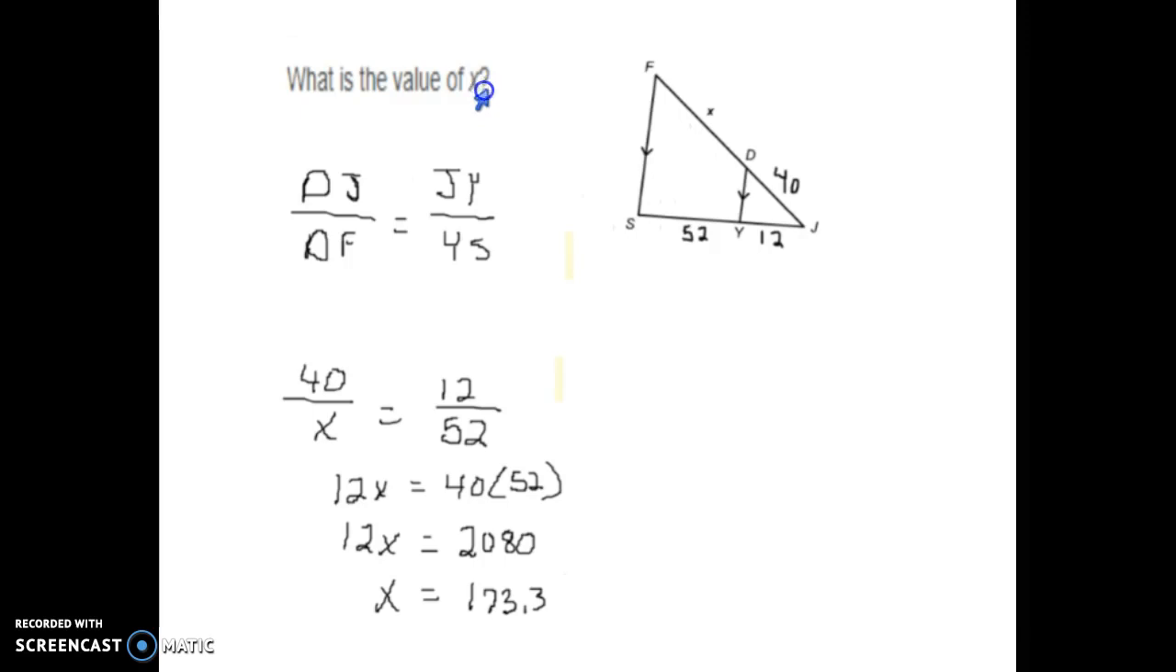This one wants to know the value of x. Here we have these two parallel, so we can use that side splitting theorem that says DJ over DF is equal to JY over YS. Plug in our values. 40 over x is equal to 12 over 52. Cross multiply, so we got 12x. 40 times 52 is 2080. Divide both sides by 12, and we get 173.3.